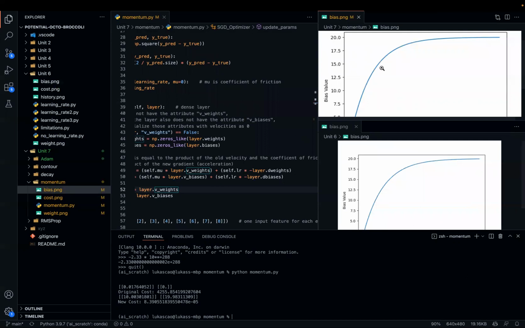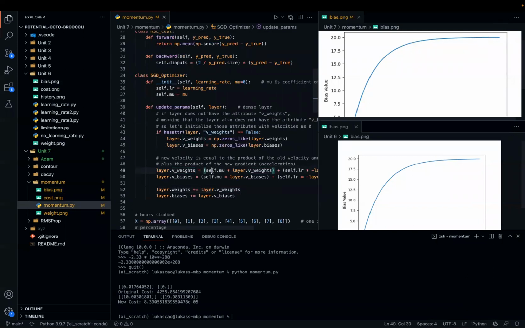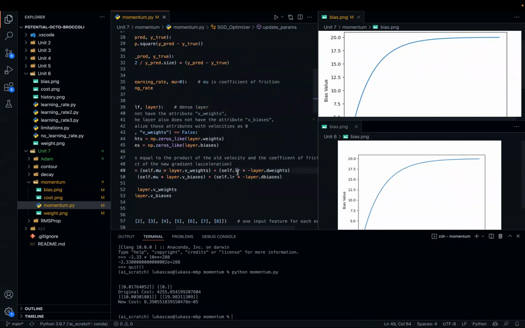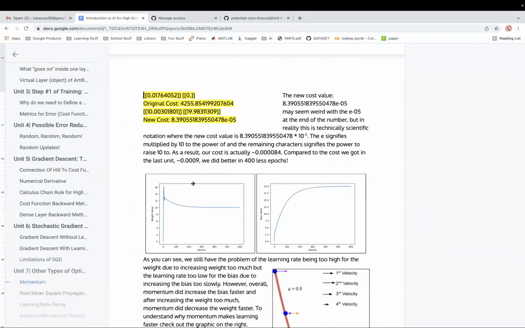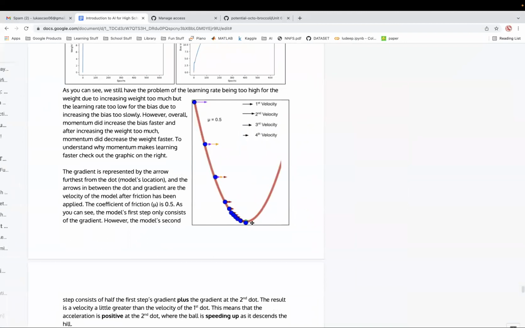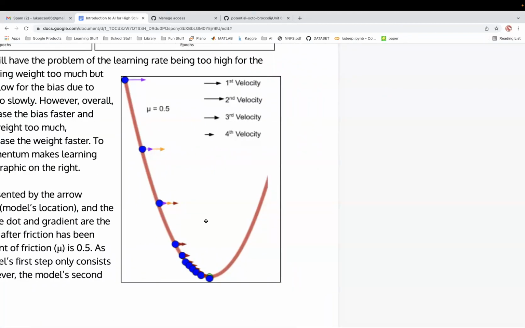But then slowly, as you hit the bottom of the hill, its speed starts to slow down because the coefficient of friction is slowing down the ball, and its weight from gravity starts to be smaller and smaller, which is like the derivative getting smaller and smaller as it gets to the bottom of this hill. So this is a graphic to understand why momentum works.